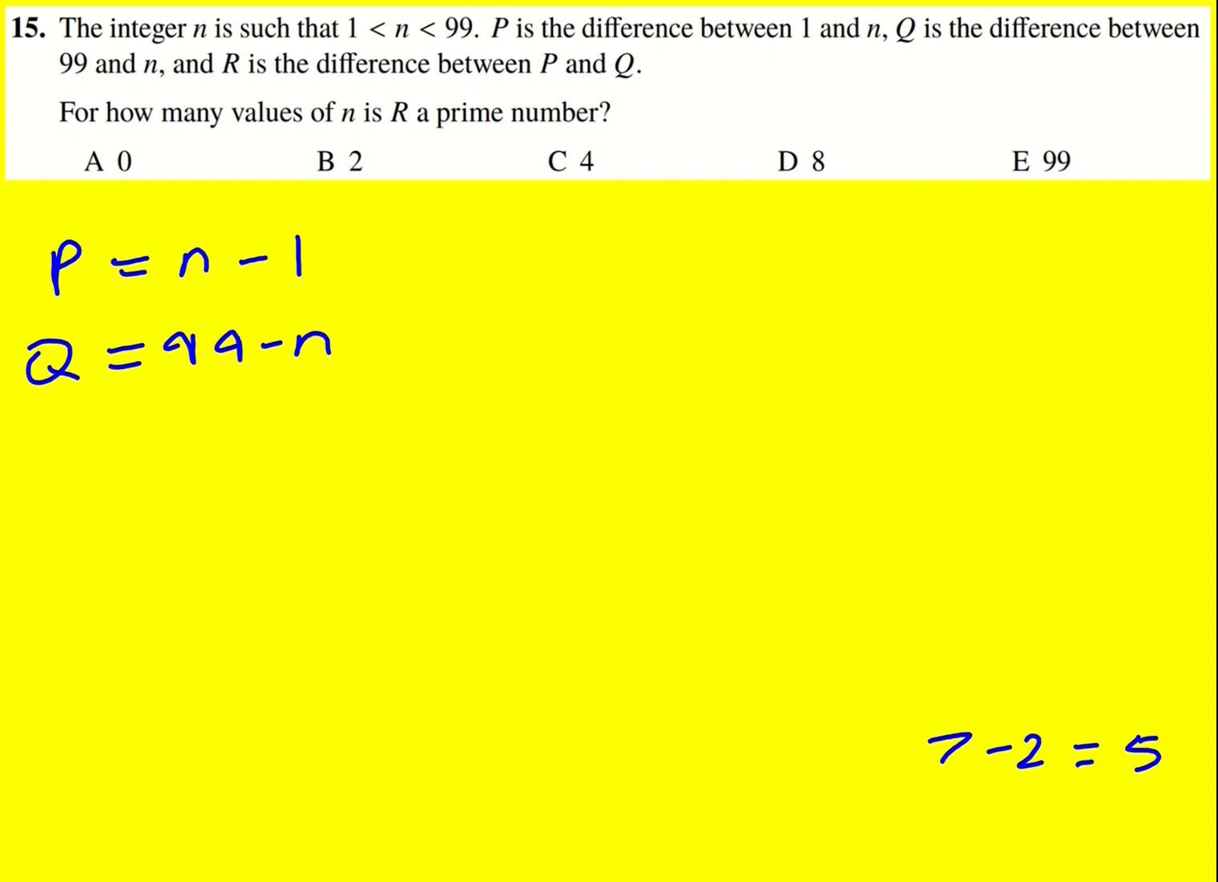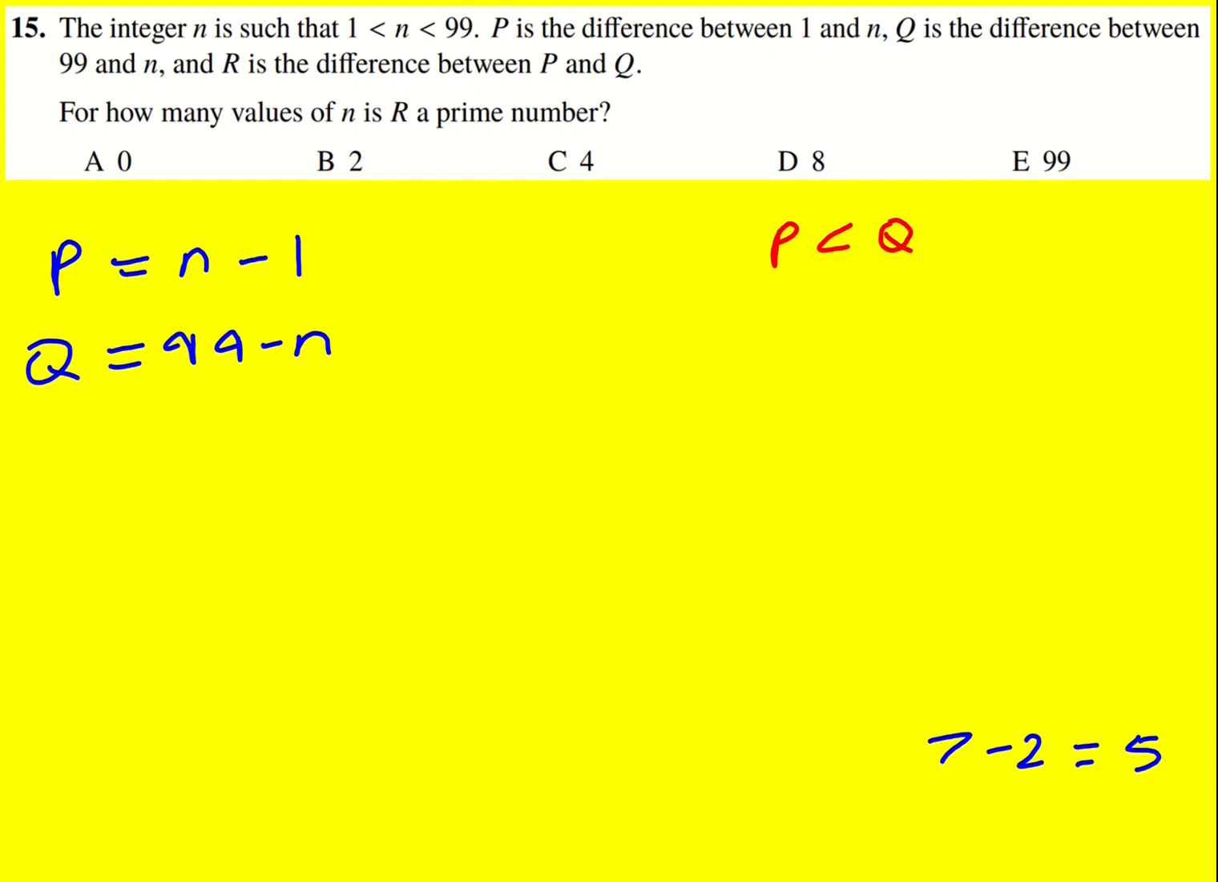And then r is the difference between p and q. But for some values of n, for example, if we let n equal 5, p would be smaller than q, because we'd have 4 and 94. But for other values, such as n equals 80, we'd get 79 for p and 19 for q. So we're going to need to split this into two different cases. Let's first of all find the range of values of n where p is less than q.